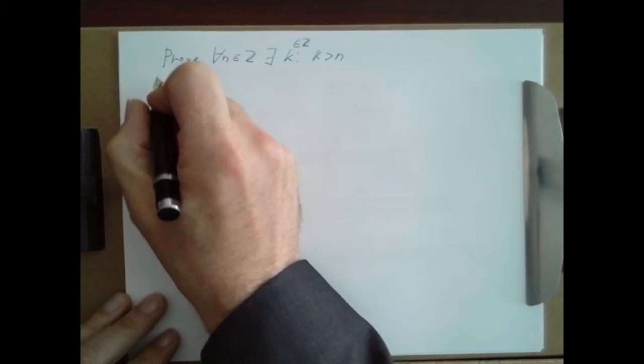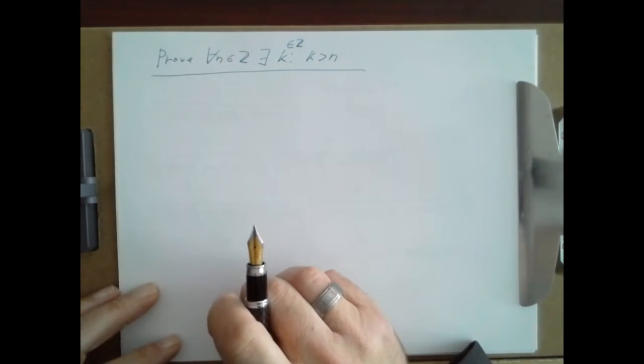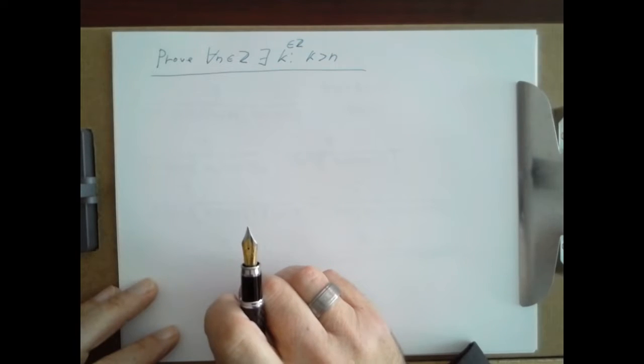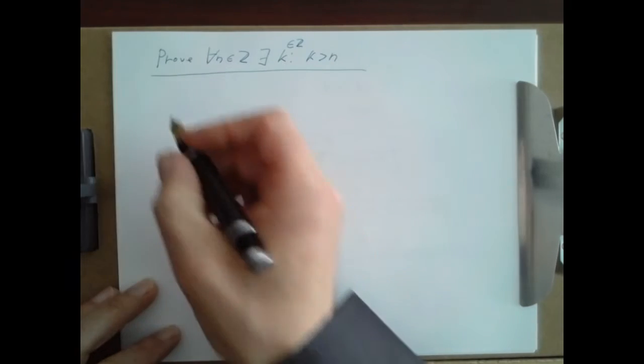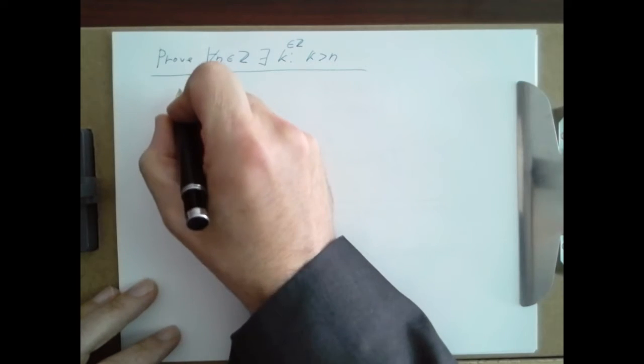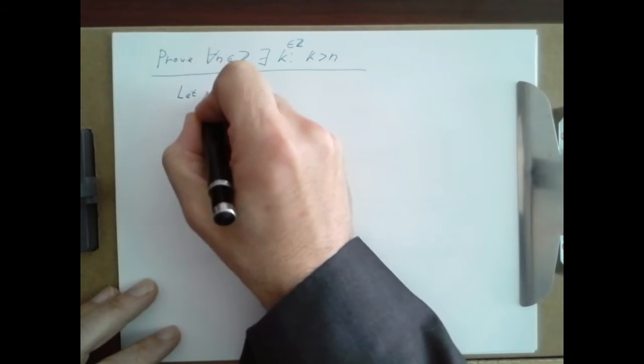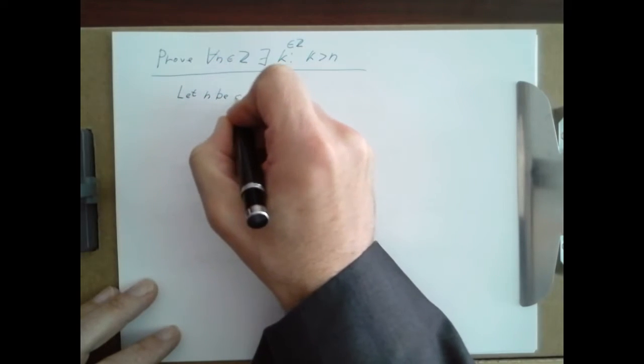So with these kinds of questions, it's not always clear exactly how specific and detailed they want you to be. Like, are we allowed to assume certain properties of integers here? But here's a proof where we have to assume a few things. So let n be any integer.